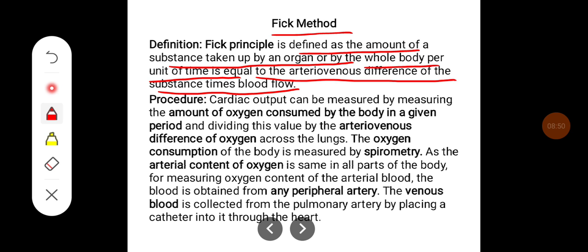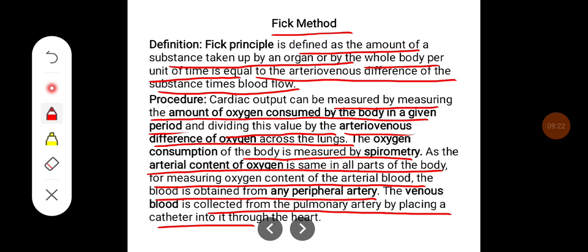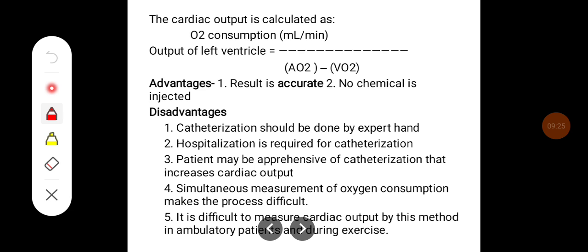The procedure is, cardiac output can be measured by measuring the amount of oxygen consumed by body in a given period and dividing this value by arteriovenous difference of oxygen across the lungs. The oxygen consumption of the body is measured by spirometry. As the arterial oxygen content is the same in all the parts of the body, for measuring oxygen content of the arterial blood, the blood is obtained from any peripheral artery. The venous blood is collected from the pulmonary artery by placing a catheter into it through the heart.